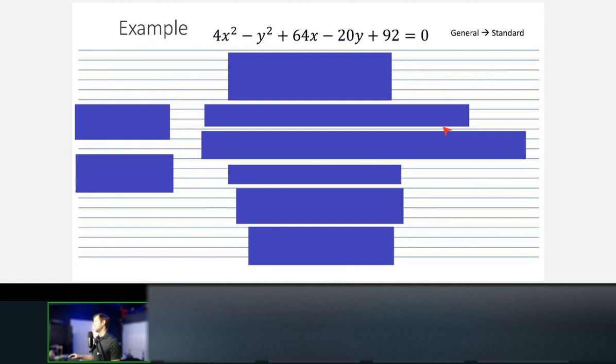But yes, it would still be a conic. They just wouldn't be in the right form. But I don't think they're going to trick you, like I said.